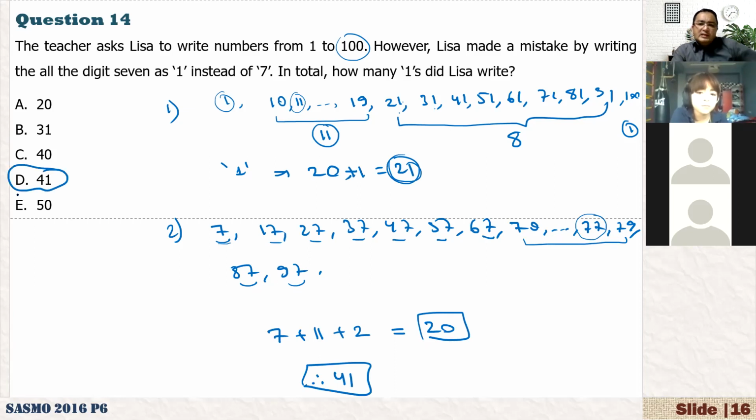So how many ones did Lisa write? Lisa actually wrote 41 ones on the whiteboard.